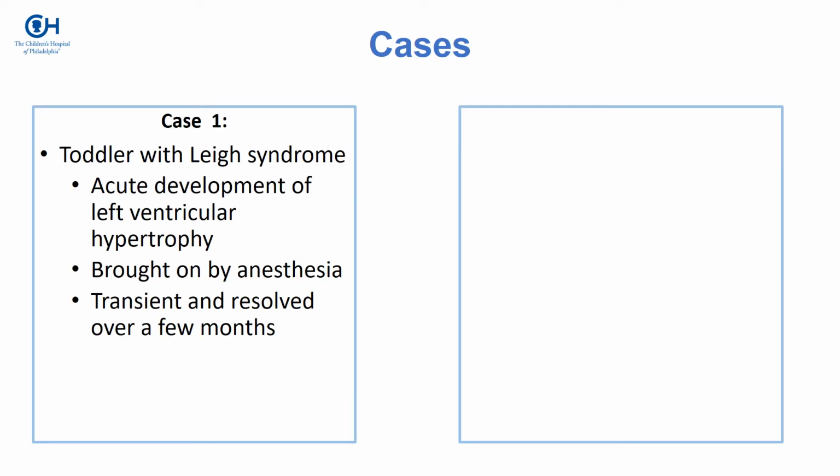To review some clinical cases, a patient with Leigh syndrome presented with acute development of left ventricular hypertrophy after exposure to anesthesia. Fortunately, this was transient and resolved over a few months, but this is a good example of acute cardiomyopathy developing in response to exposure.